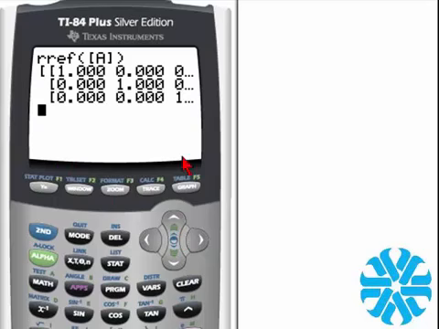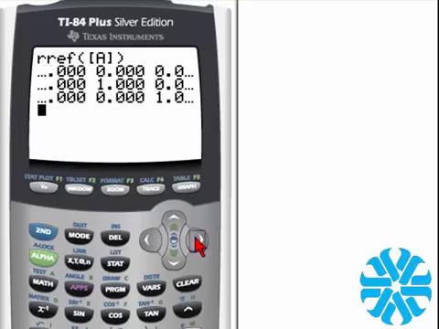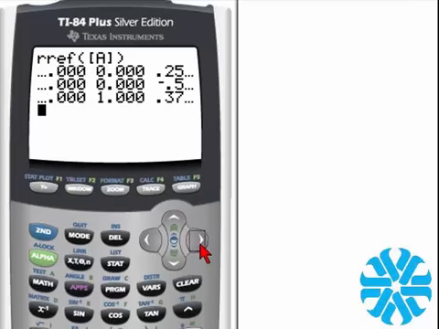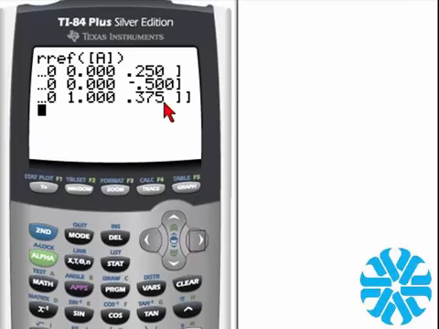Now we have our row reduced echelon form matrix, and if you notice, in the first row, what's unique about the row reduced echelon form is that we have 1 for 1x, and then the rest of the entries are 0 for all the variables. And then finally, it gives you a solution, 0.25.